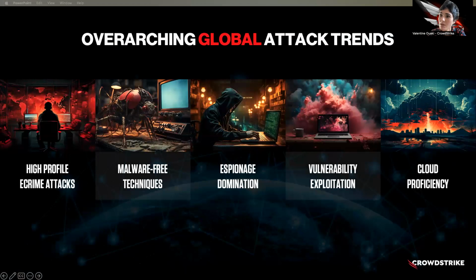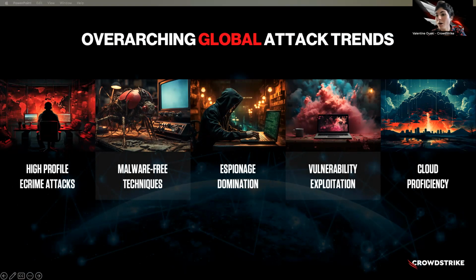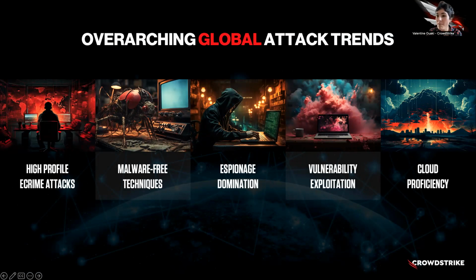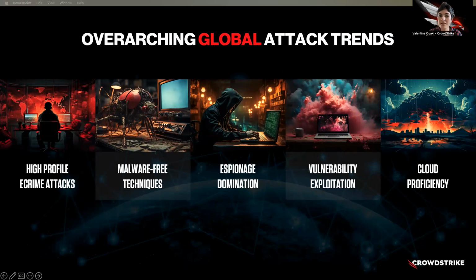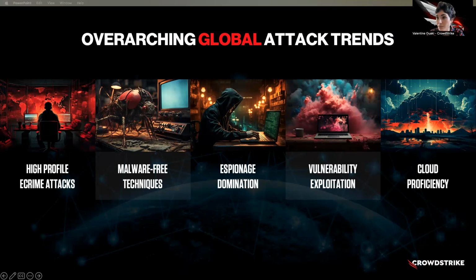Then we have espionage from nation-state adversaries for political or economic motives on public or private targeted organizations. Then vulnerability exploitation: we observe every week a growing number of highly critical vulnerabilities that are disclosed, and the rapidity at which exploits are published and exploited by adversaries is also impressive. And finally, we've observed more and more cloud-conscious adversaries, e-crime or nation-state adversaries, with the ability to target any cloud platform.